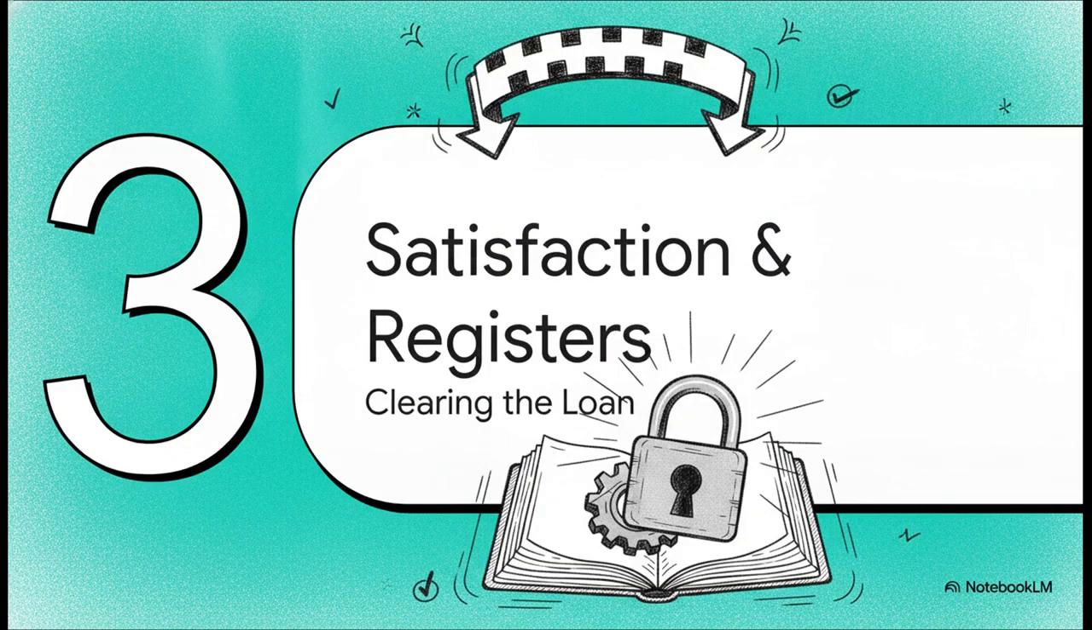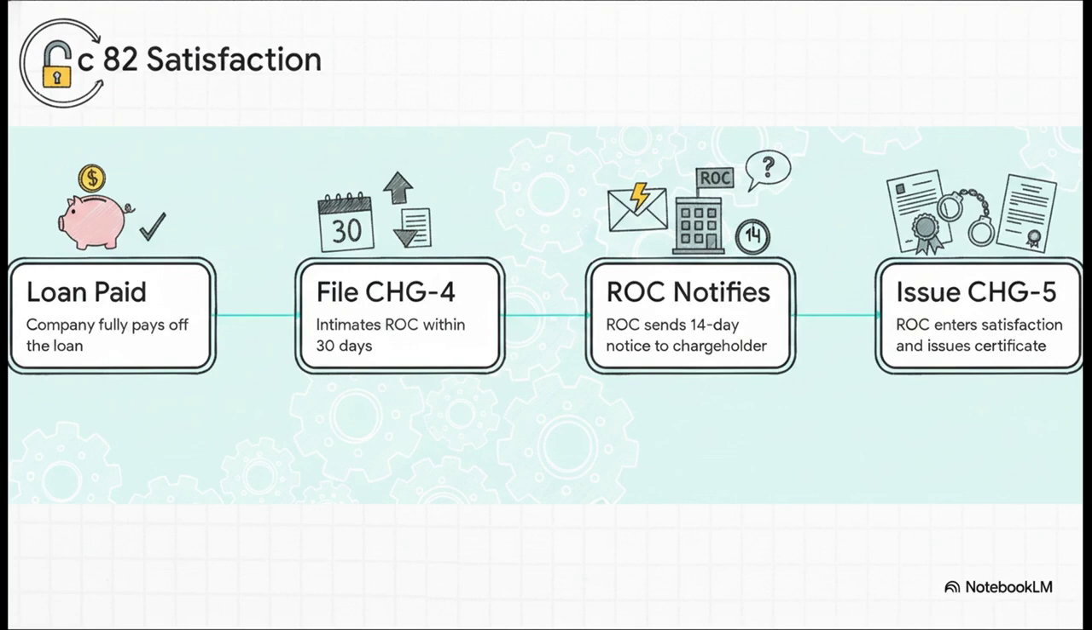All right, let's shift gears to Section 3, satisfaction and registers. When the company finally pays off the loan in full, we trigger Section 82, satisfaction of charge. Here is your memory trick for this one. 4 is for closure. The company has to file Form CHG4 with the ROC within 30 days of making that final payment. Now, the ROC can extend this up to 300 days with additional fees if you're late.